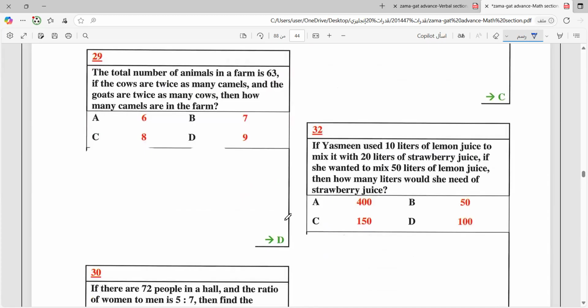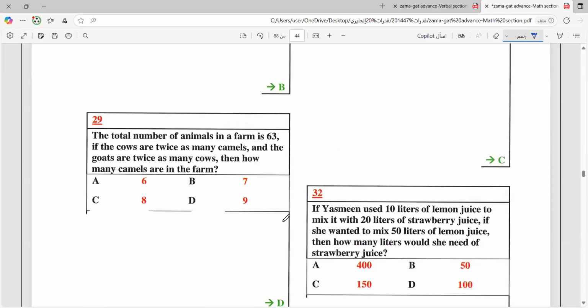Okay, 29, Yasmin. Me? Yes. Okay. The total number of animals in a farm is 63. If the cows are twice as many as camels and the goats are twice as many as cows, then how many camels are in the farm? Yes. We write it all here. We have cows and camels also. So the total is 63.